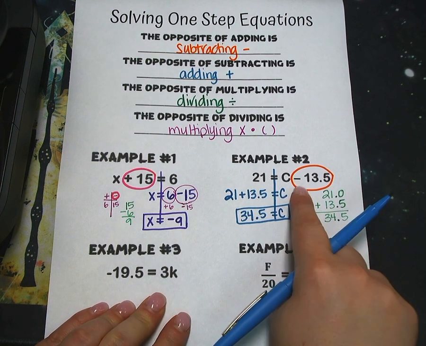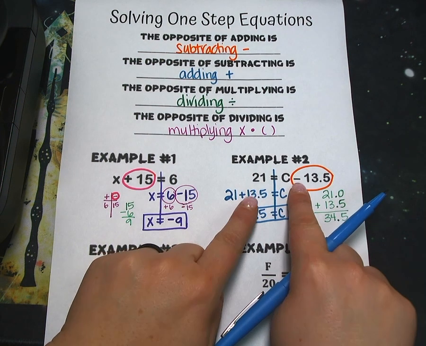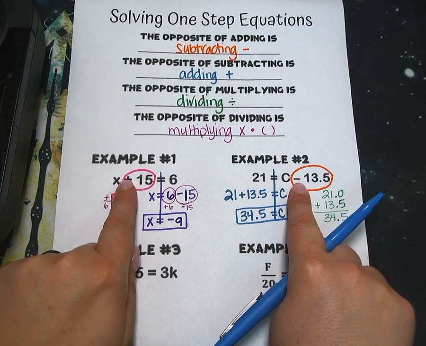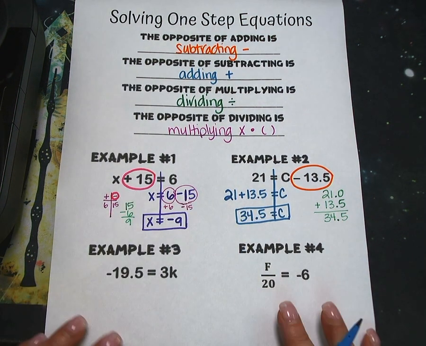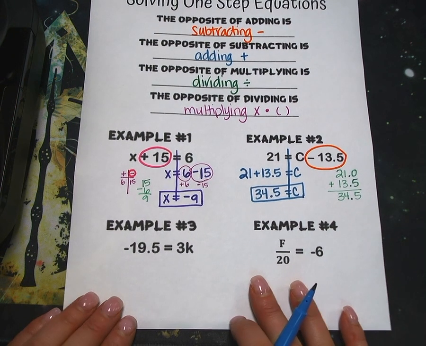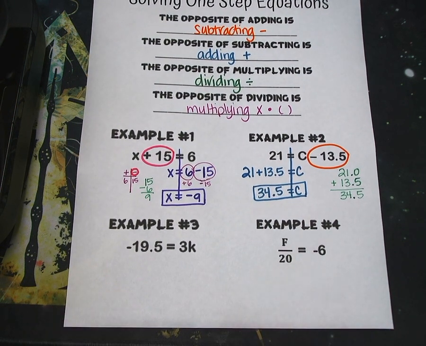And so again, we use the inverse. The opposite of subtracting was adding. Here, the opposite of adding 15 was subtracting 15. Okay, so let's keep going. Example 3 is now multiplication.